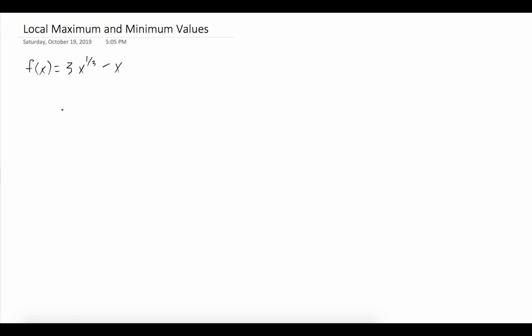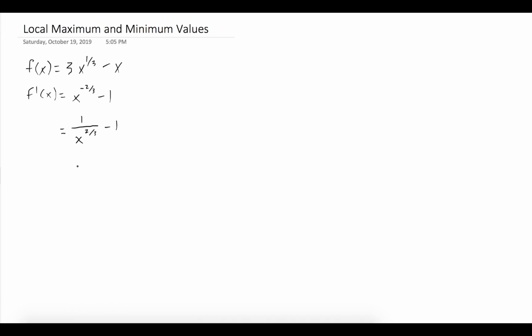So the way we do that is we have to first find the critical numbers. So to do that, we take the derivative, f prime of x is equal to 3 times 1/3 x to the negative 2/3, so that's x to the negative 2/3 minus 1. Okay, and now we want to find where this function is either equal to 0 or it doesn't exist. And so it might be best to clean up the derivative first before we try to figure that out. So we could rewrite this as 1 over x to the 2/3 minus 1.